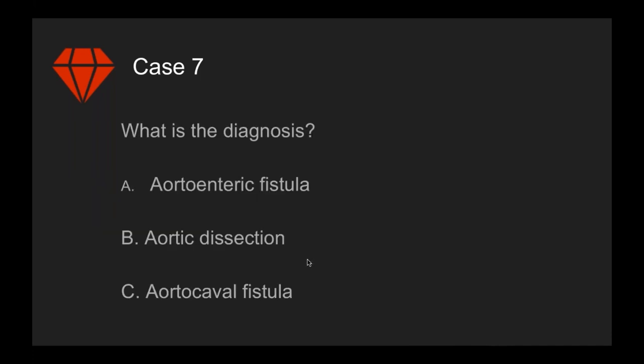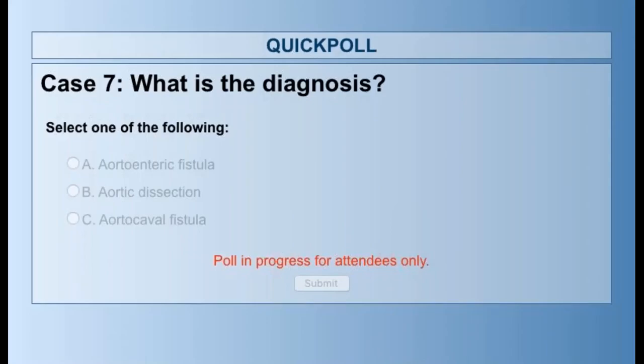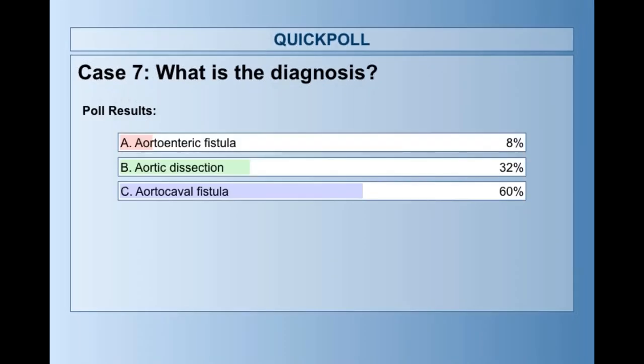Okie dokie. So what is the diagnosis here? The options are A, aortoenteric fistula, B, aortic dissection, or C, aortocaval fistula. So if we go to the polls. Excellent. So this one has divided the audience a little bit. So the majority is still right. So it's an aortocaval fistula. Some people think it's a dissection, and few people think it's an aortoenteric fistula.